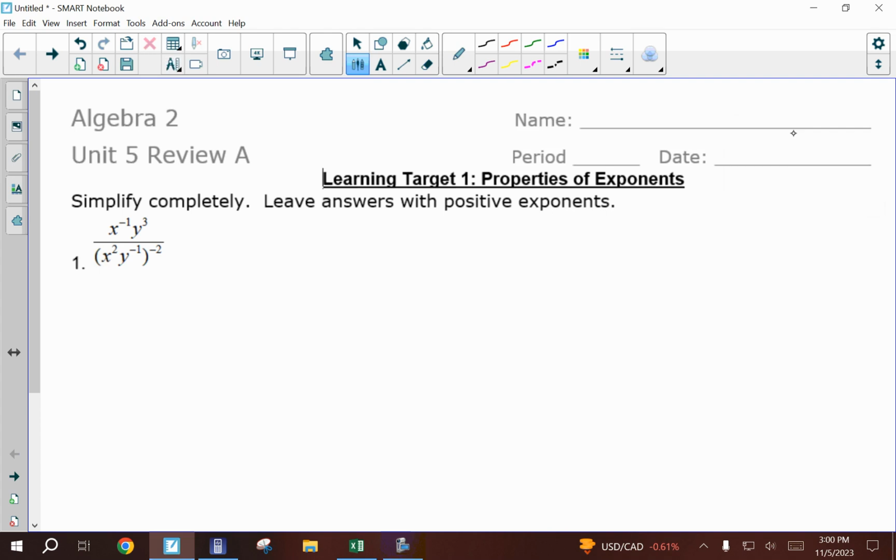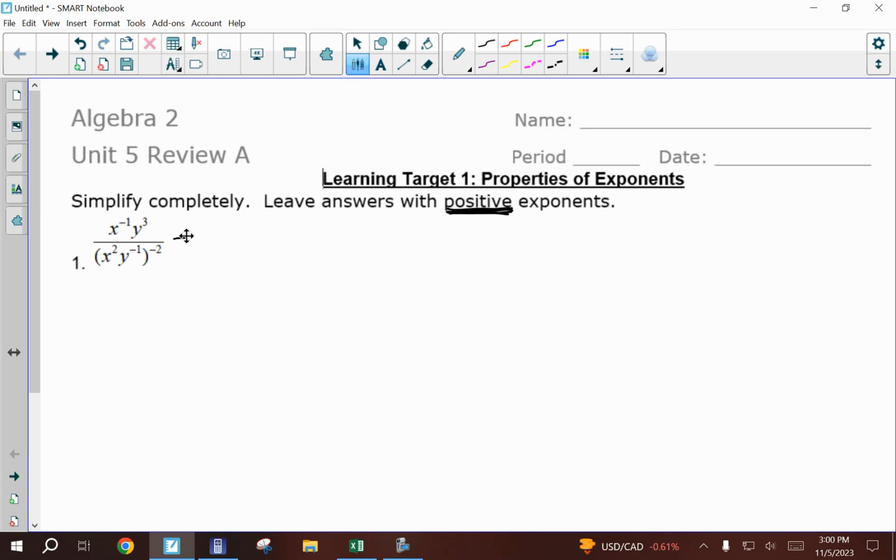Okay, the first learning target is about working with exponents. So it's called properties of exponents. You want to keep in mind that you do want to leave all of your final answers so that they have positive exponents. There's more than one way to do some of these things, so I'm going to try to stay consistent in how I explain this stuff.